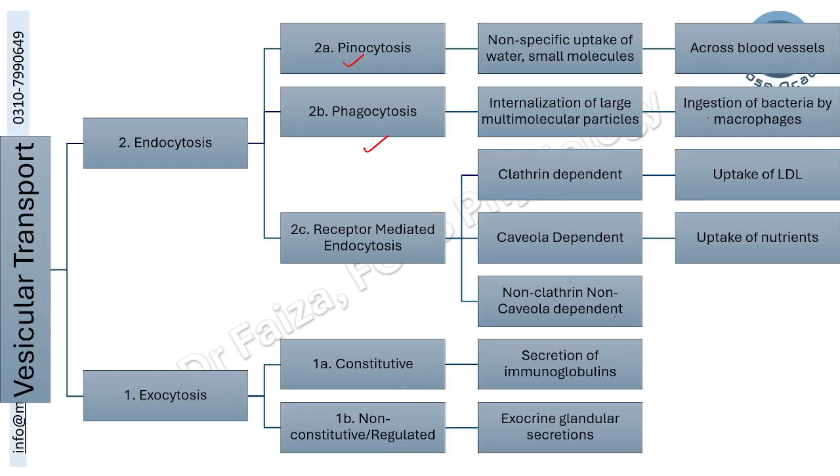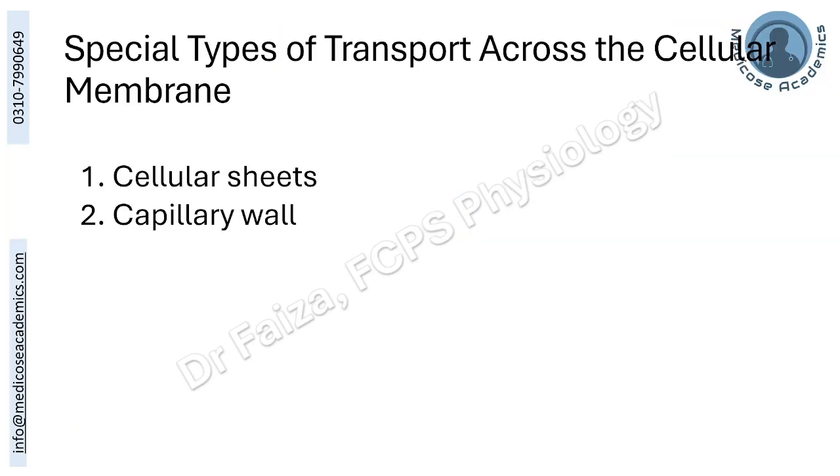Exocytosis can be by constitutive or non-constitutive pathway. For example, release of immunoglobulins from the plasma cells occurs without storage or processing. This is the constitutive pathway, whereas exocrine gland secretions get stored and processed inside the secretory vesicles. So this is by the non-constitutive or regulated pathway.